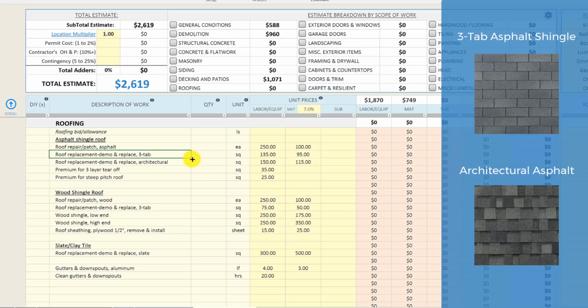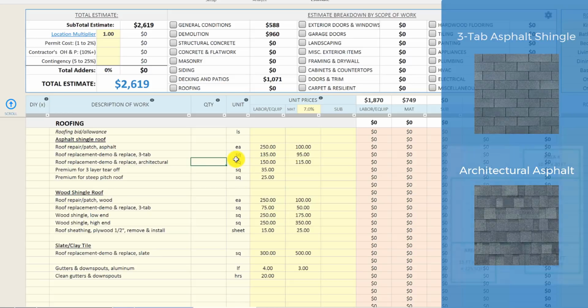You've got 3-tab, which is generally the cheaper option. It's a little bit cheaper on the material side, and then you've got an architectural shingle, which is a little bit prettier from a visual and aesthetic standpoint, and it's also just a better grade and quality, so it should last longer than a 3-tab shingle.